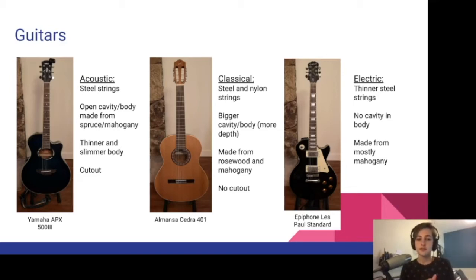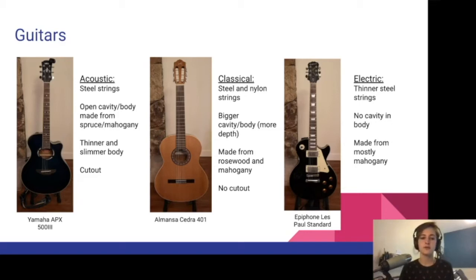The acoustic and classical guitars both have depth to their bodies, and they have this cavity, but the cavity of the acoustic guitar is quite a bit thinner. It has less depth than the classical guitar, so it's a little bit quieter as well. The classical guitar, since it has such a big cavity, has a lot of space for sound to resonate inside, making it a very loud instrument by itself. And all of these guitars are made mostly of mahogany, which provides a warm sound. And the acoustic guitar also has some spruce, and the classical has some rosewood, which both produce a bit more of a warmer sound.